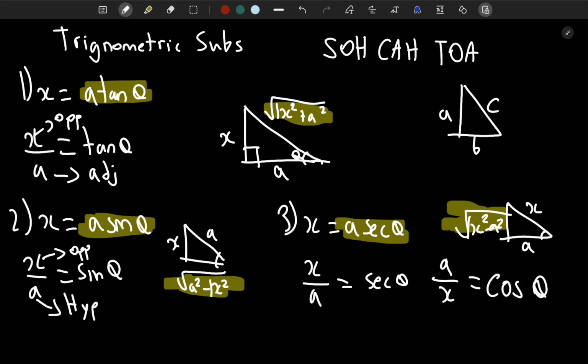So we have three cases where x is equal to a tan delta, x is equal to a sine delta, and the last one is x is equal to a secant delta. The main things that you need to remember are the radical x squared minus a squared for secant, for tan it is x squared plus a squared, and for sine it is a squared minus x squared. So now let's jump into our next example.